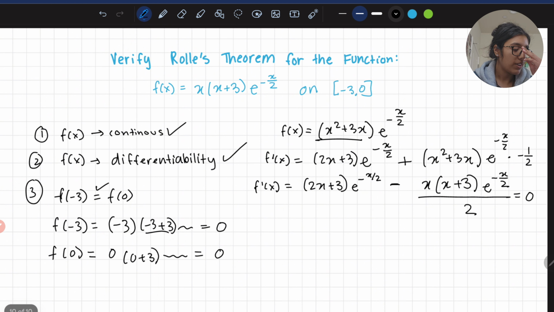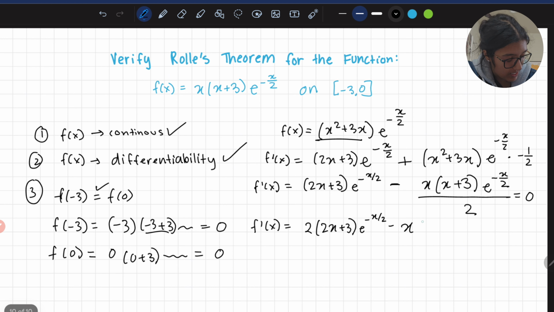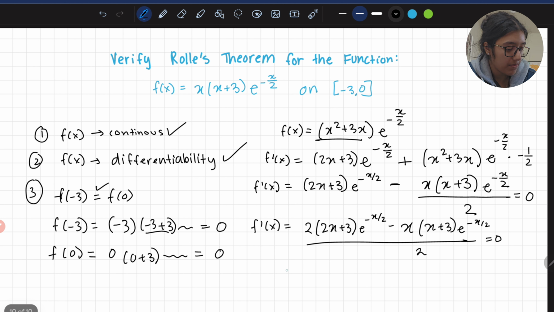Well, we just need to simplify this a little bit more. So let's actually take the whole thing in a common denominator. So we have 2x plus 3 e to the power minus x over 2 minus x plus 3 e to the power minus x over 2, all over 2. That's equal to 0. We're trying to find the x value because that x value is going to be the c value. Now, in this case, let us take out this e to the power minus x over 2.